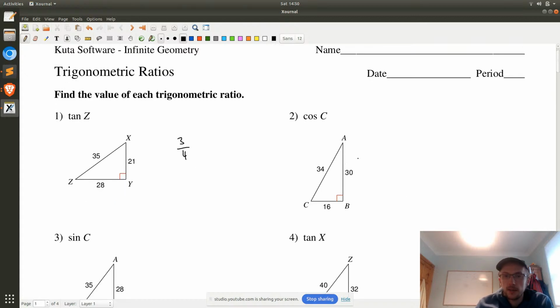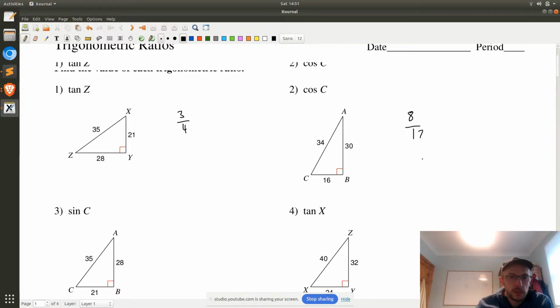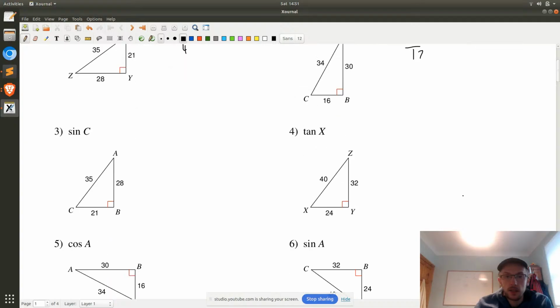Cosine is the length of the adjacent divided by the length of the hypotenuse. So in this case, it would be 16 over 34, which reduces to 8 over 17. I don't know if they want us to do decimalization. No, they don't, thank goodness.